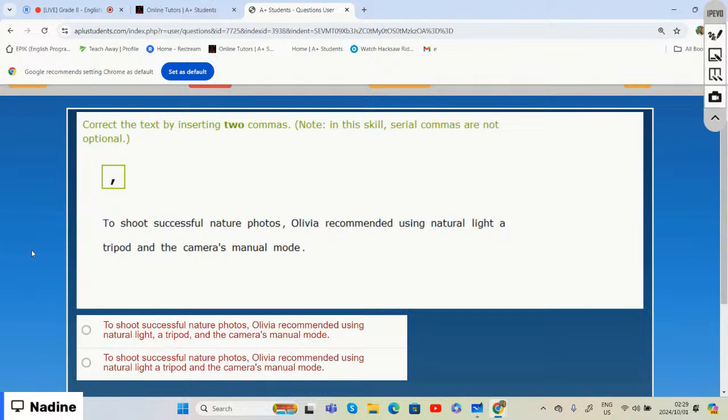So is it option one, where we add a comma after natural light and after a tripod, or what is our correct option? Option one or option two?